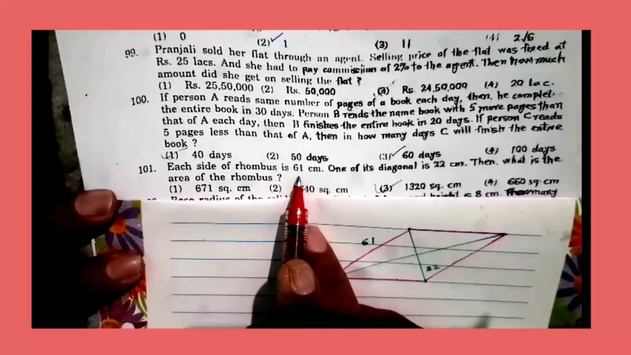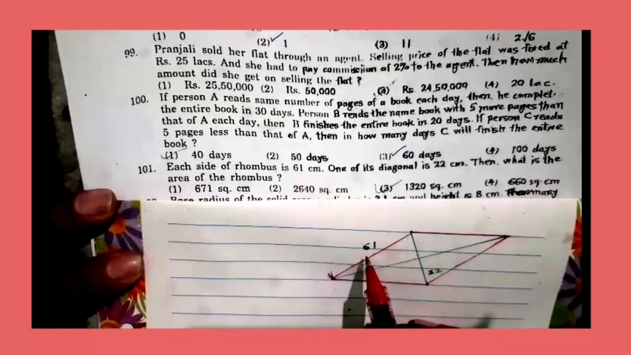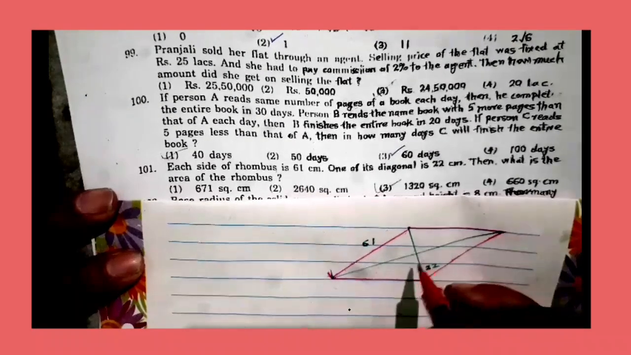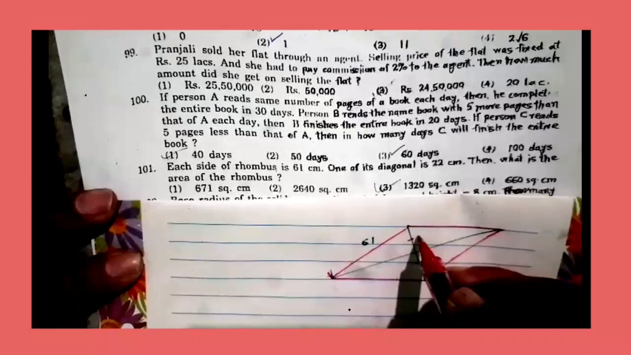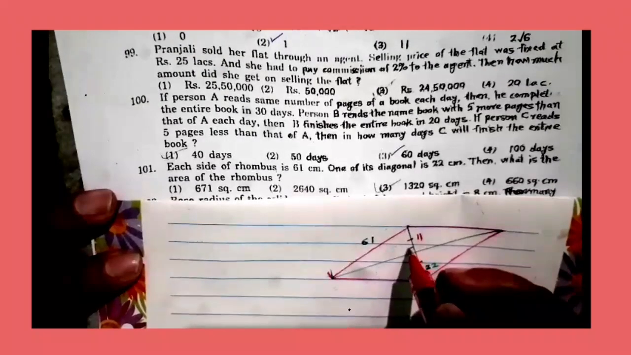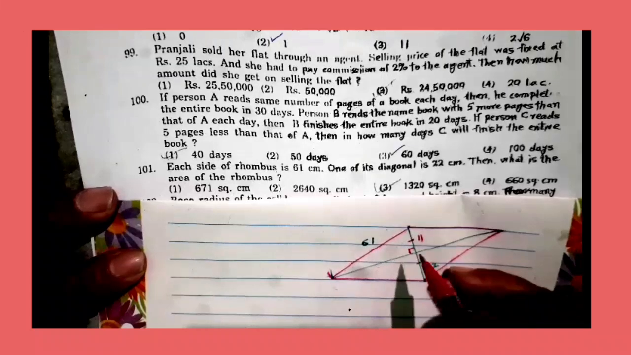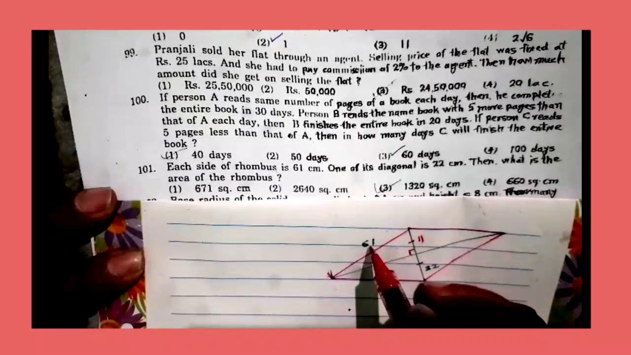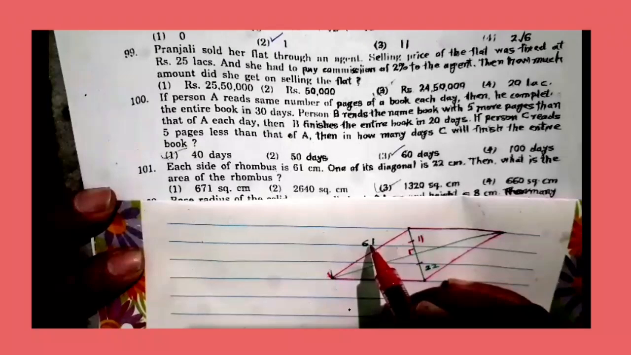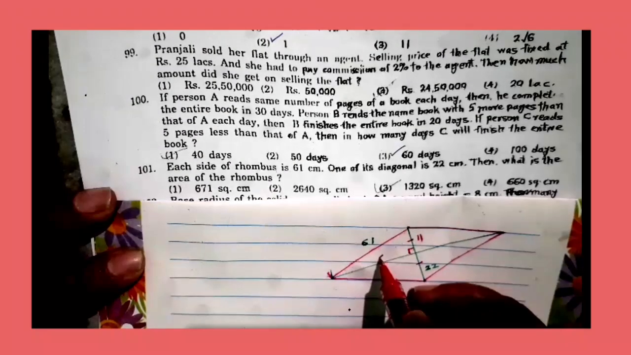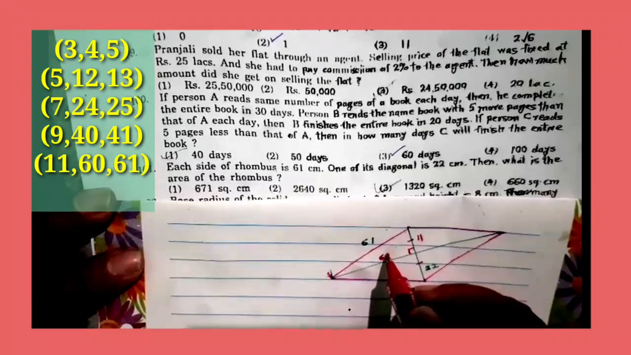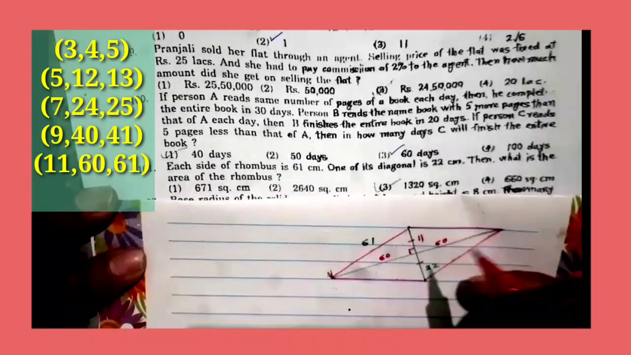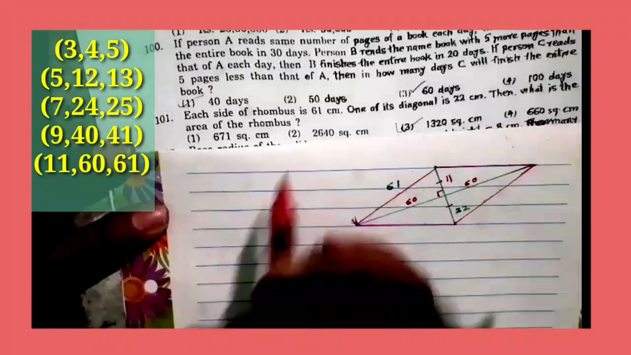Rhombus. One side is 61 and one diagonal is 22, so this half is 11 and this is perpendicular. We know in a right angle triangle, if one side is 11 and the hypotenuse is 61, then the other side is 60. 60 plus 60 is 120, the length of the second diagonal.